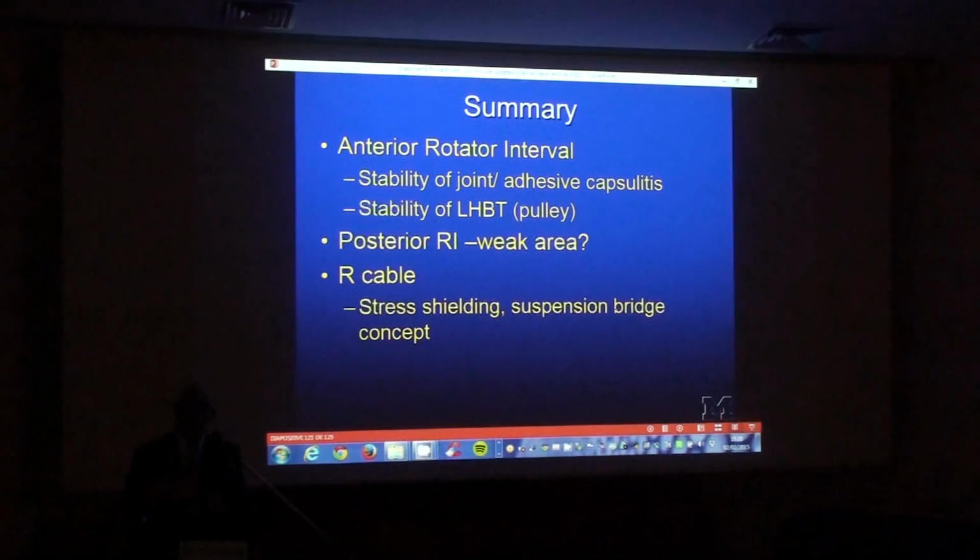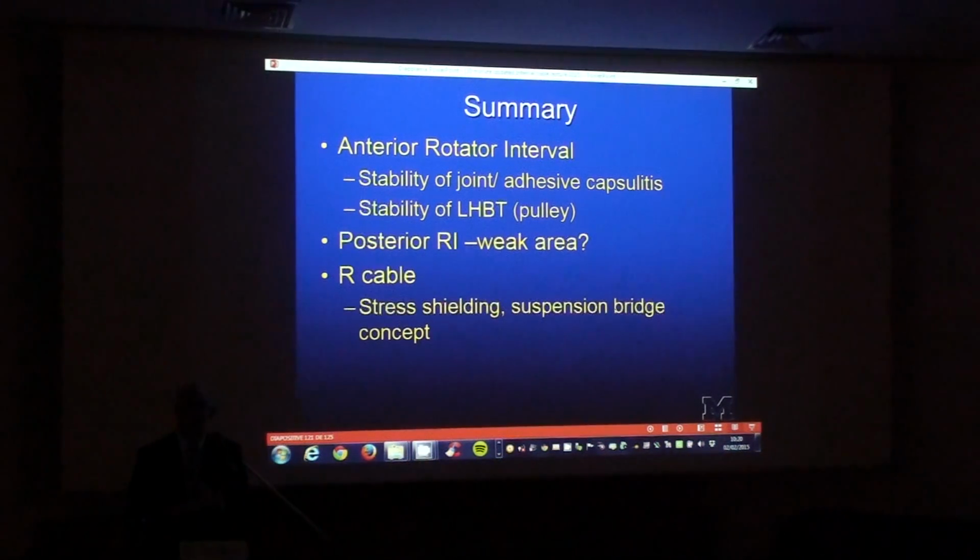So in summary, I've talked about the anterior rotator interval, okay? We talked about stability of the shoulder joint as it relates to the anterior rotator interval and loss of motion, adhesive capsulitis as it relates to anterior rotator interval. We've talked about the pulley in the interval and how it stabilizes the elongated biceps tendon from dislocating or subluxing. And finally, we talked about the rotator cable, that fibrous band running deep to the cuff itself, maybe providing stress shielding and acting as a suspension bridge, okay?